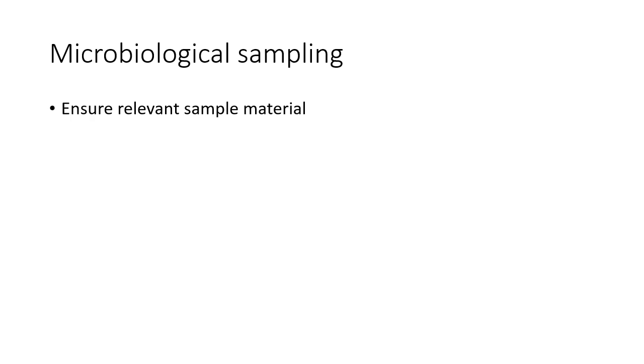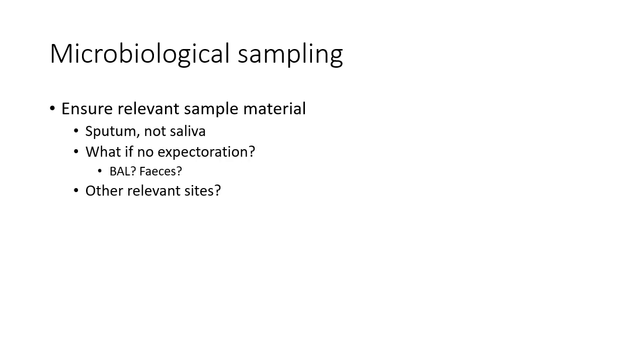So ensure relevant sample material, and for lung TB that would be sputum and not saliva. If the patient does not produce expectorated sputum samples, it should be considered to do a bronchoalveolar lavage, and also investigating feces samples with PCR for TB yields fairly high sensitivity for lung TB. If extrapulmonary TB is considered, sampling should be done from sites of suspected infection.